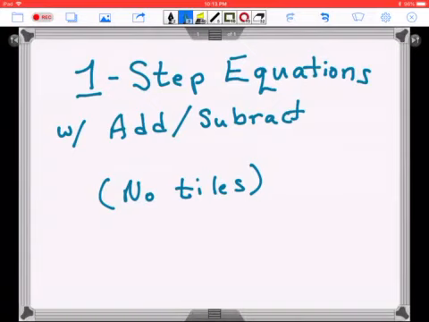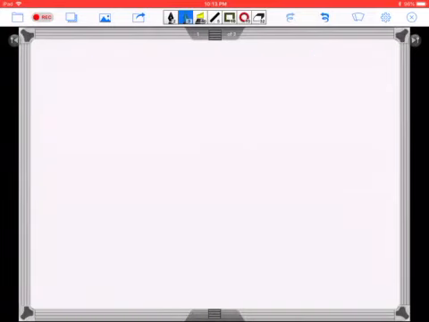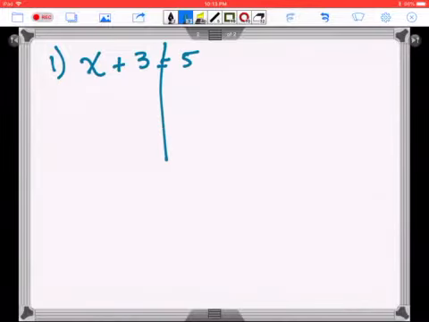All right, here we go. Here's your first one. So this is a problem that we could do with algebra tiles. So I want you to just think about it with algebra tiles for a minute. So we have x plus 3 equals 5. We're going to look at the side that has the x on it, and it has a positive 3 over there with it. And that positive 3 is being added to the x.